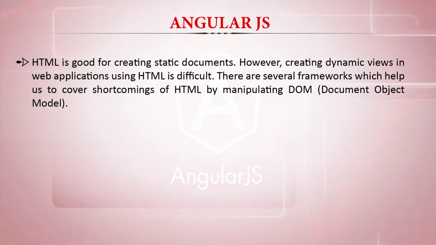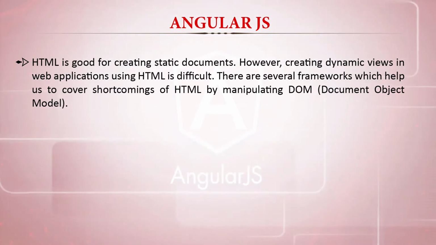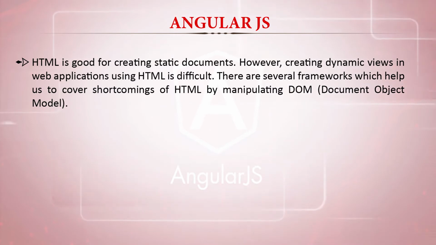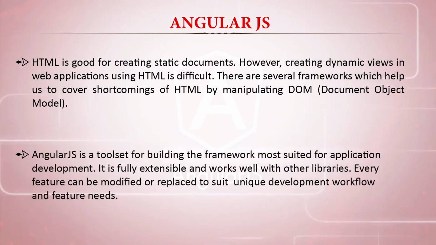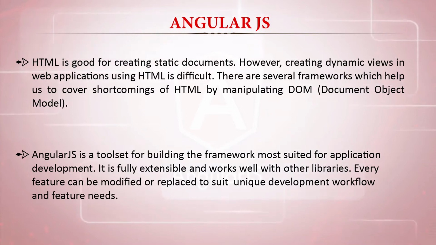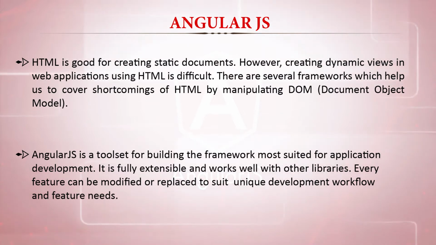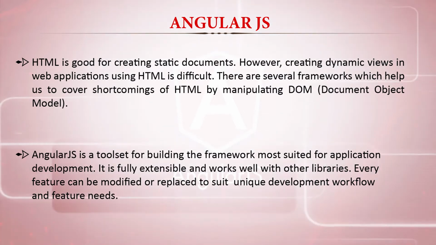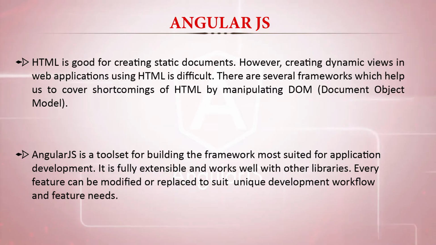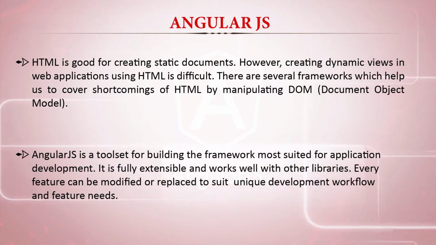So let us consider AngularJS. HTML is good for creating static documents. However, creating dynamic views in web applications using HTML is difficult. There are several frameworks which help us to cover shortcomings of HTML by manipulating the document object model. AngularJS is a toolset for building the framework most suited for application development. It is fully extensible and works well with other libraries. Every feature can be modified or replaced to suit unique development, workflow, and feature needs.